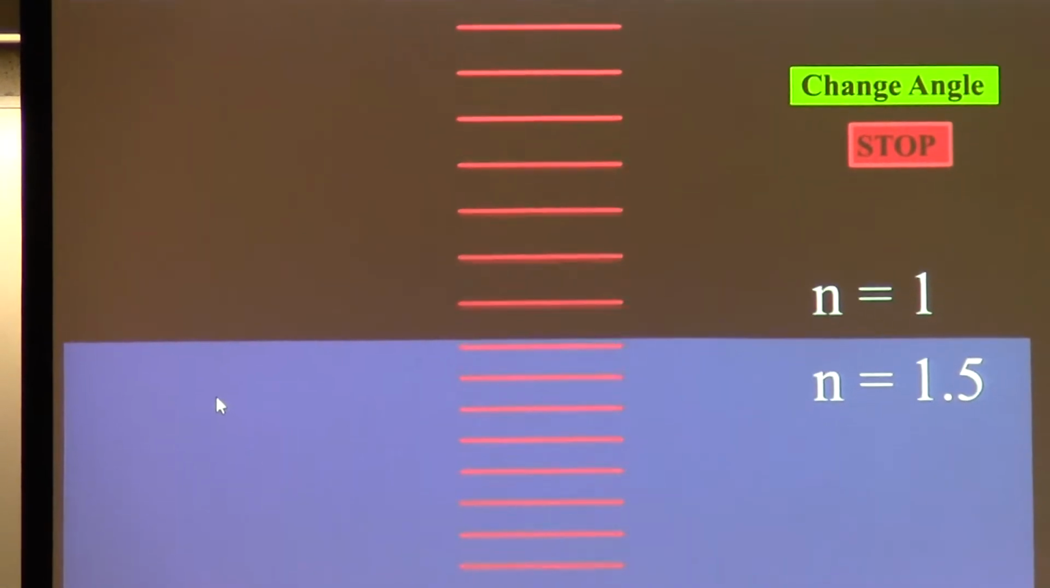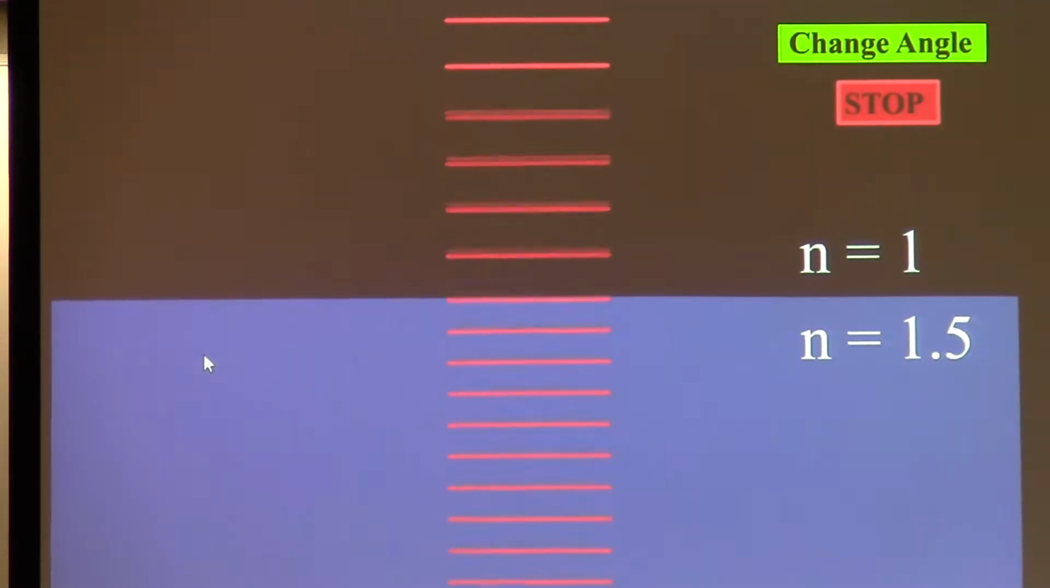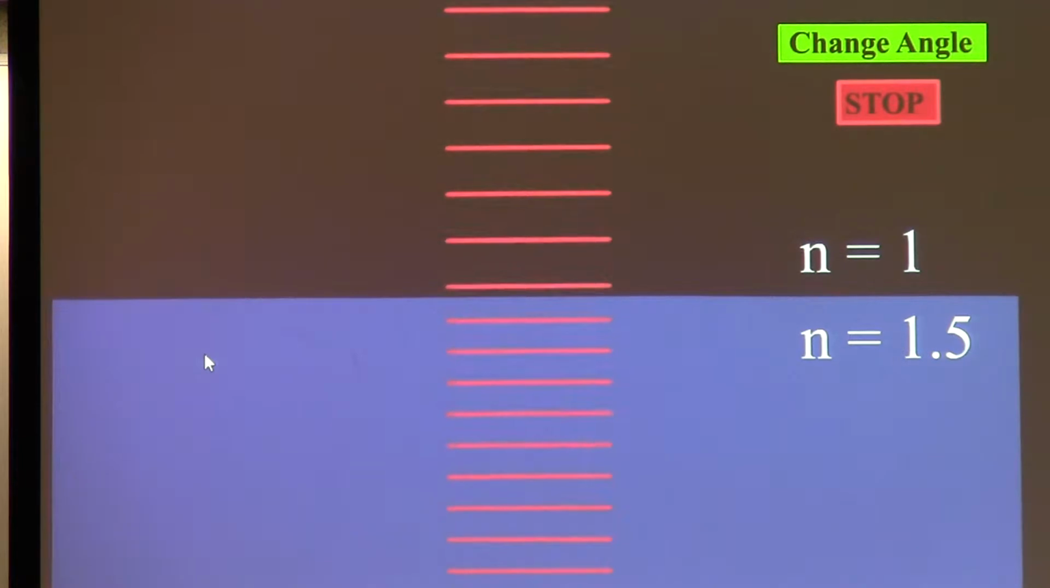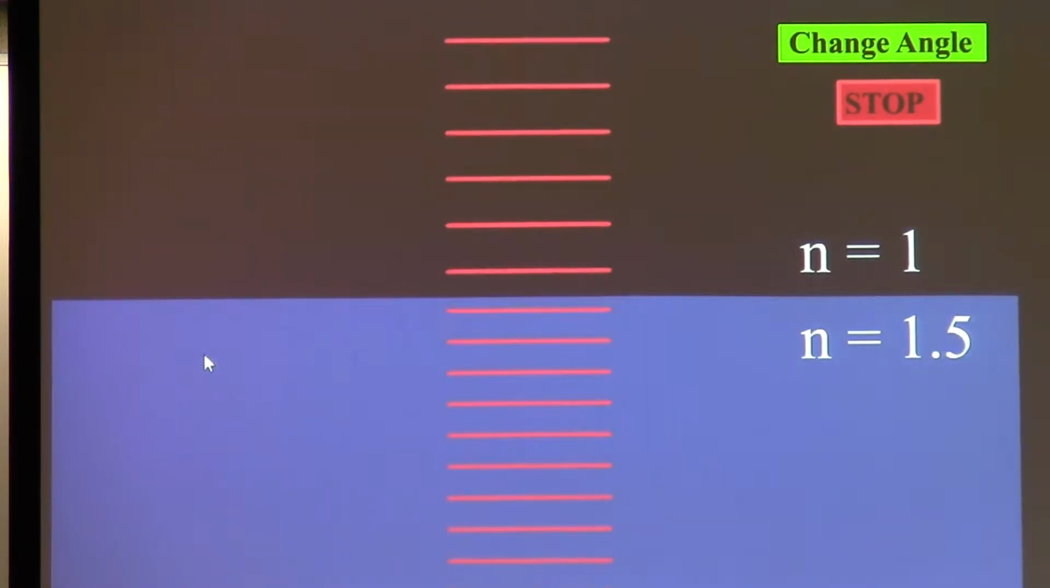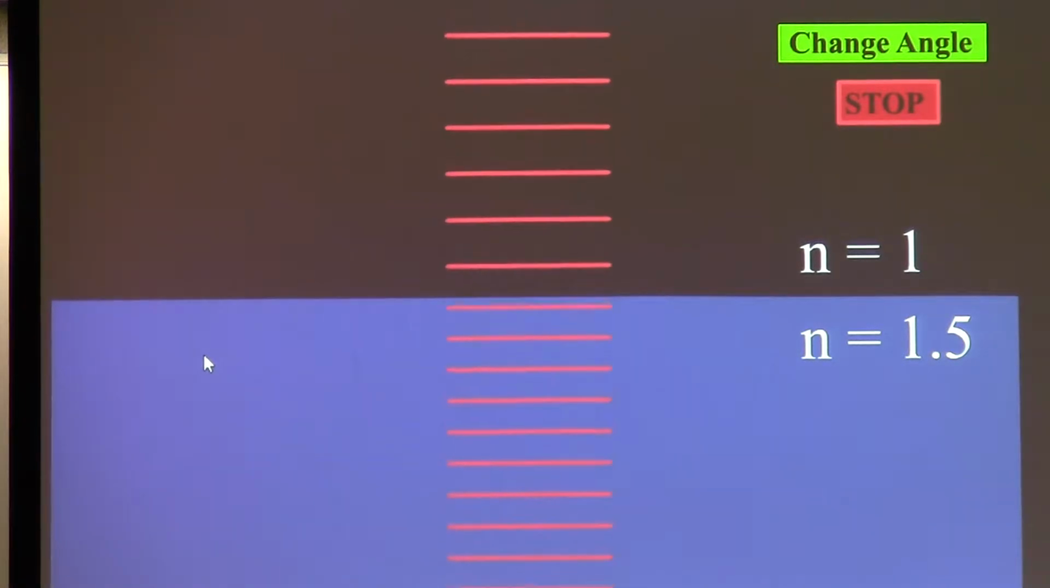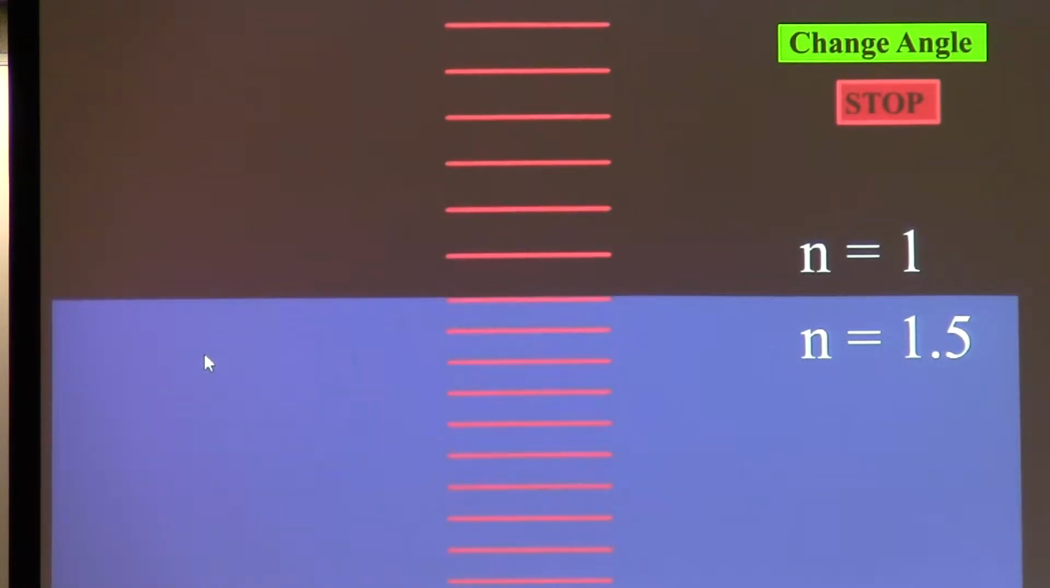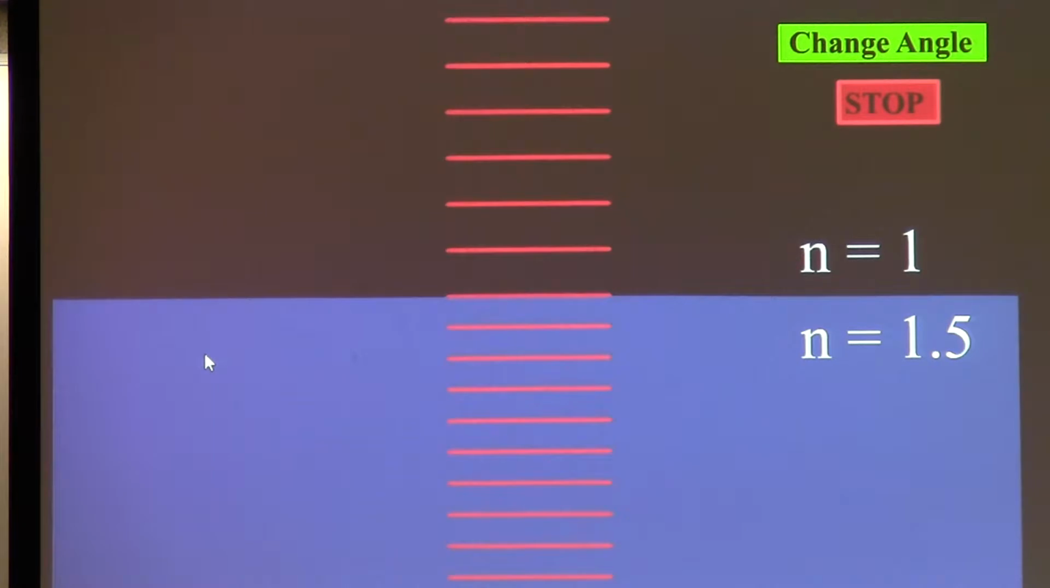The n for acrylic is 1.49. Okay, good. Actually, that's really good, 1.49, because a lot of people got 1.49 yesterday in lab. So you guys in today's lab, that's hopefully what we'll get, a 1.49.